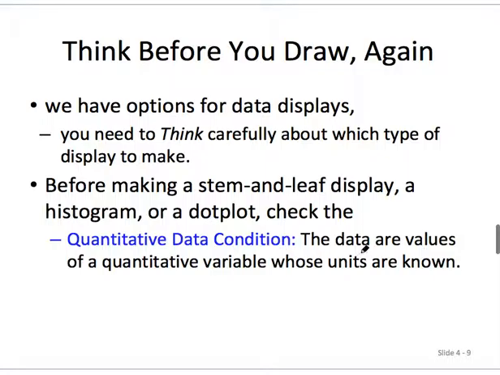Okay, so in the thinking before you draw, you need to make sure that you are satisfying the quantitative data condition. So you have to make sure that the data you're looking at is for a quantitative variable. You have to know that you have actual units. That will help you also know that it's going to be quantitative data. So before doing any of these things, you're going to make sure that it's quantitative data. And as we go through this, you will have a sentence that says, the data provided is quantitative because, and something like that. Something that you'll add to that.